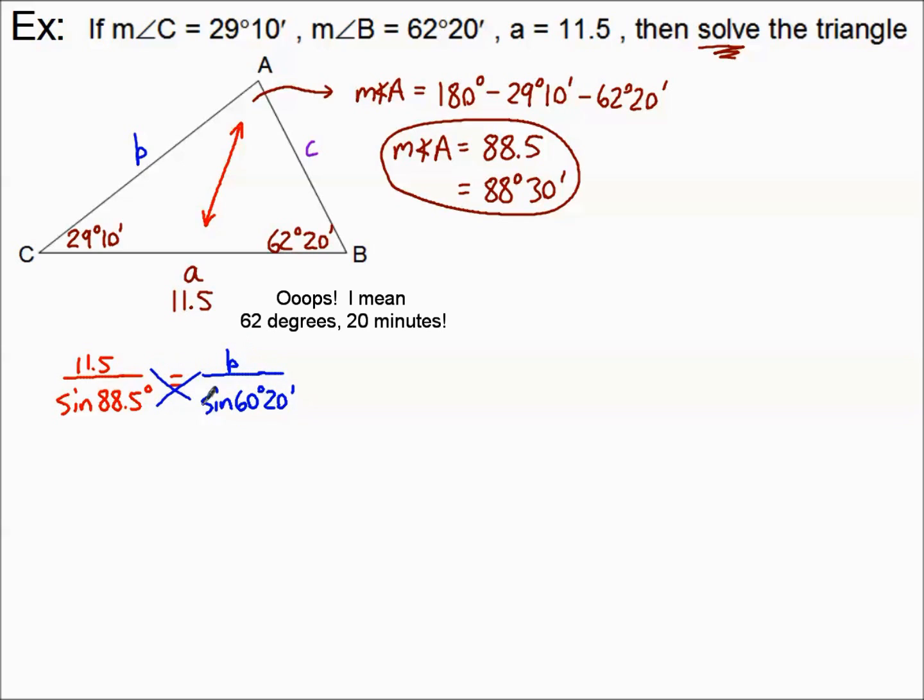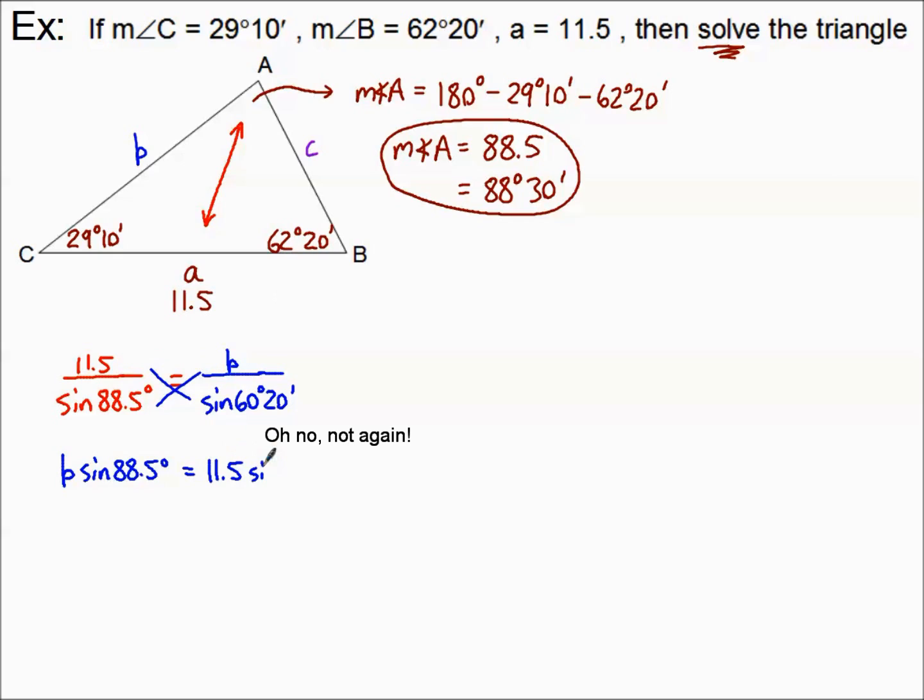So I'm going to cross multiply. I like to start with the diagonal that has the variable. So that's B times the sine of 88.5 degrees is equal to 11.5 times the sine of 62 degrees 20 minutes. And to solve for B, I'm really just needing to divide this number away. So I'll just divide both sides by the sine of 88.5 degrees.